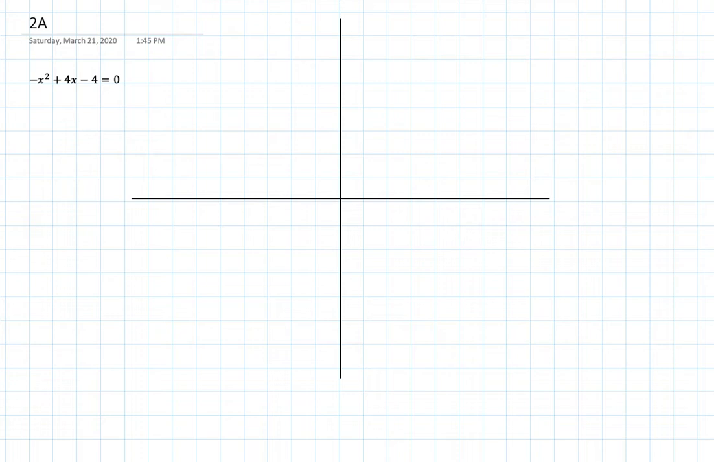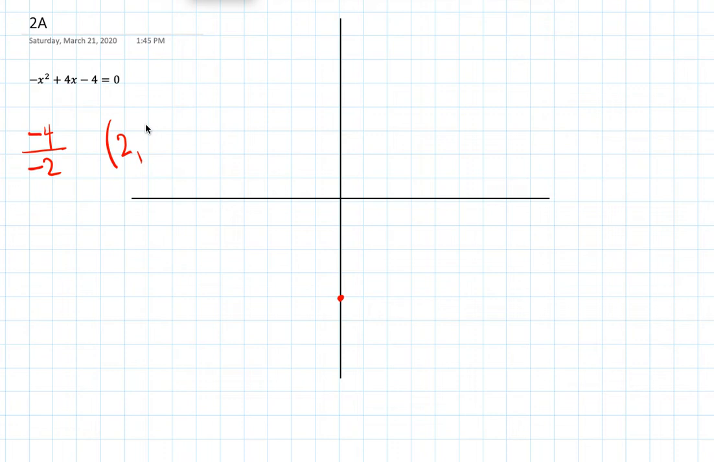This one here is going to probably have one solution. So let's take a look at it. We're going to start plotting. We have -4 for the y-intercept. We know that it goes down because of the negative out front. So I'm going to put a -b over 2a to get my vertex. So -4 over -2. So I get 2, and I'll plug that in.